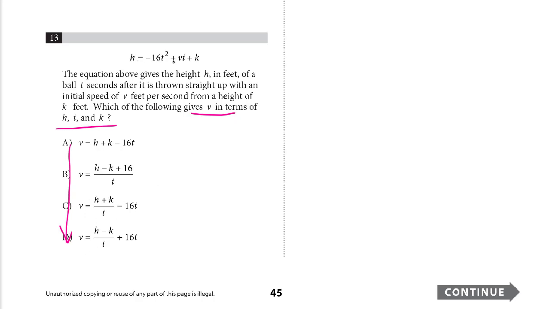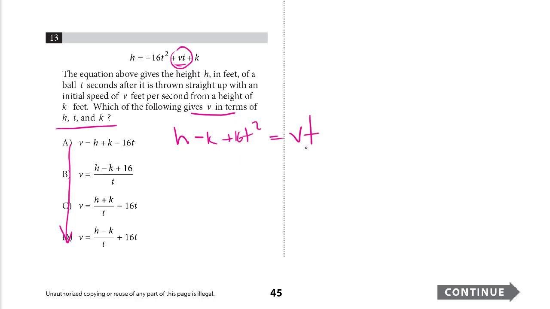So let's take the original equation and solve for v. Well, the first thing I'm going to do is add the other terms, not the vt term, to both sides, so I get them on the other side. H minus k plus 16t squared equals vt. That would be my first step in solving.